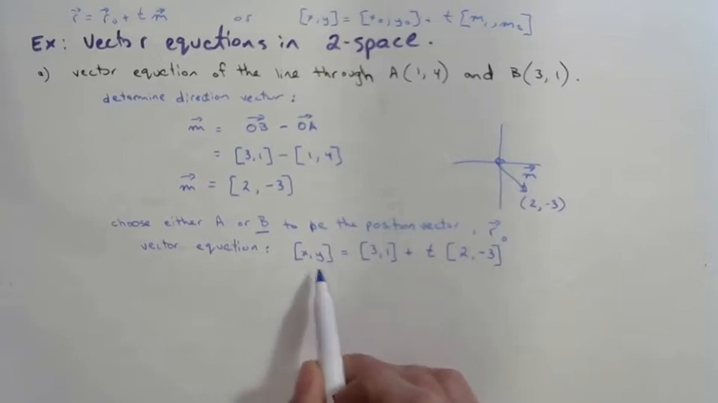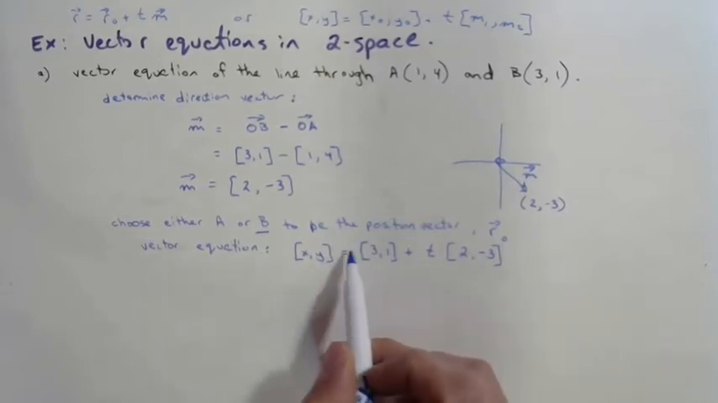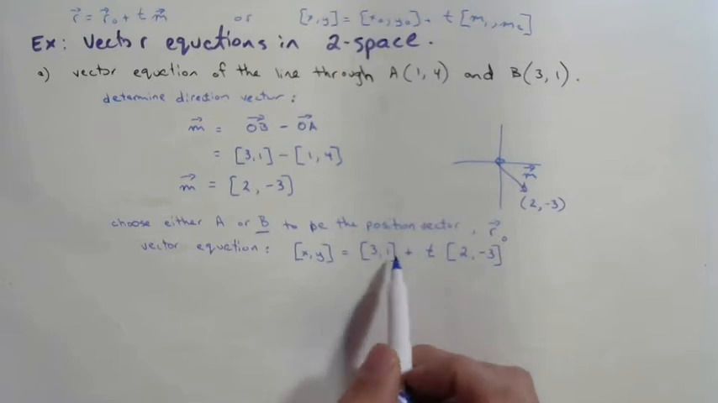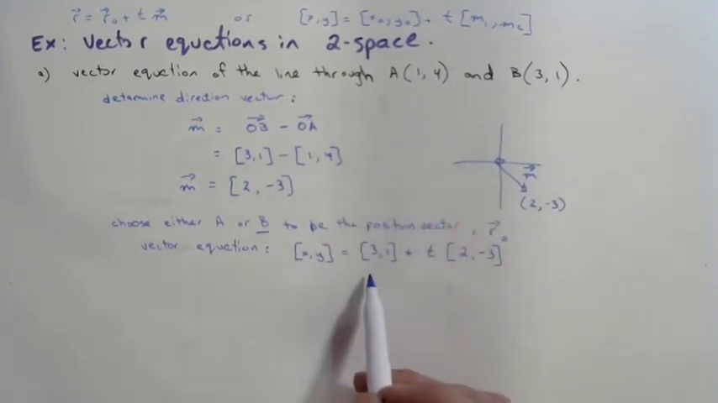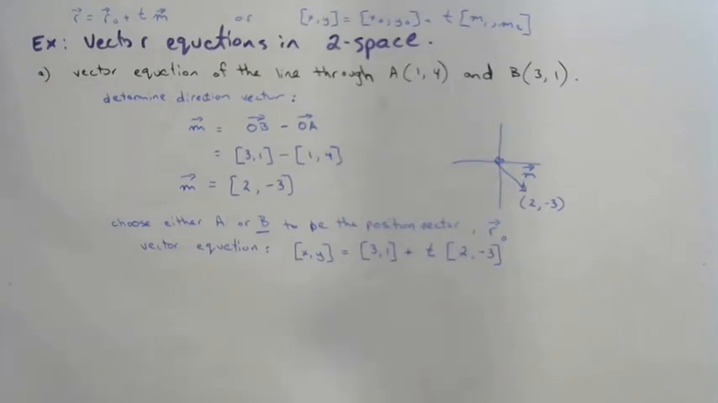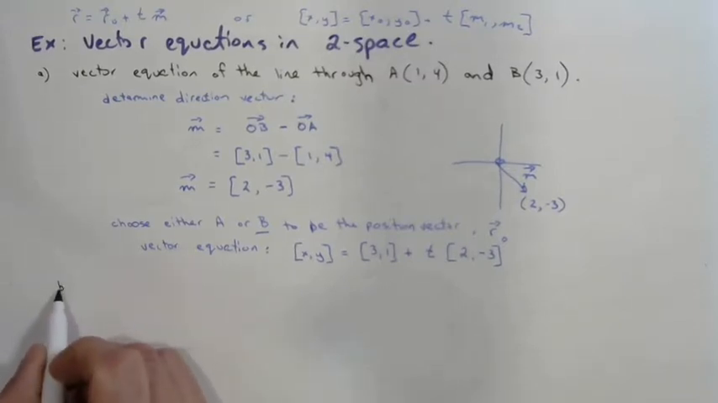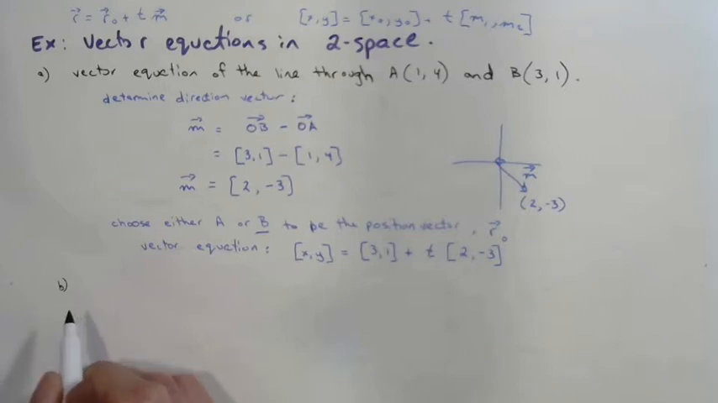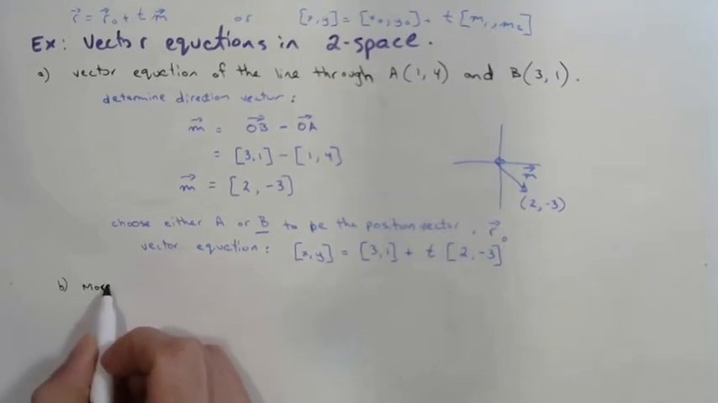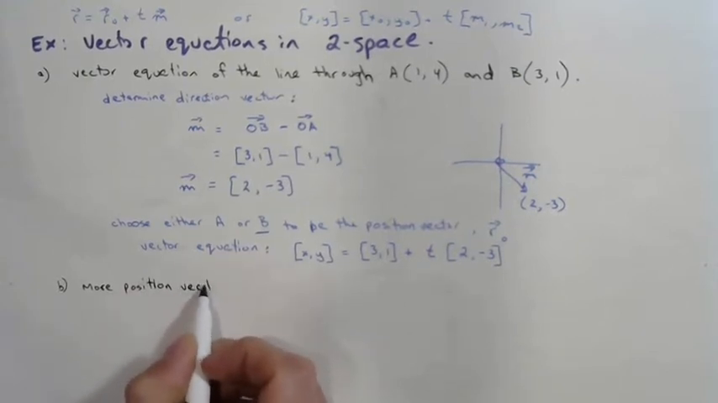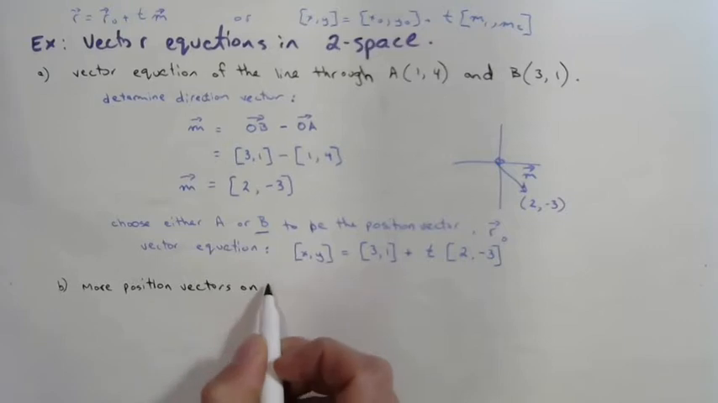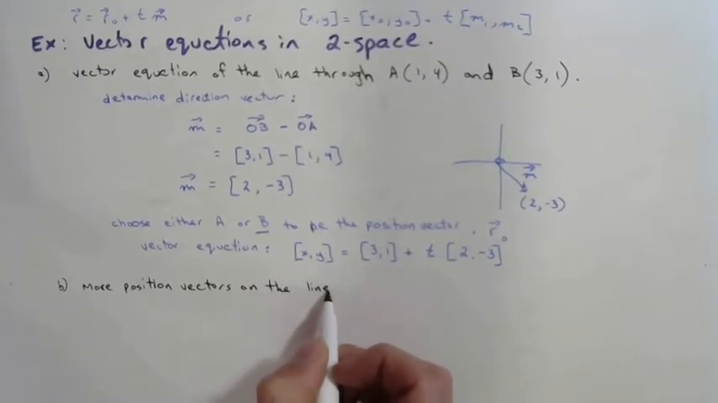Now, I can represent this line using any point on the line itself. Okay, we used the point B. We could also use the point A, but there's an infinite number of points on the line. So in part B, we are going to determine 3 more position vectors on the line.